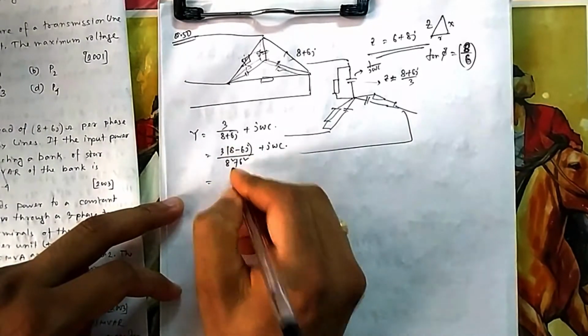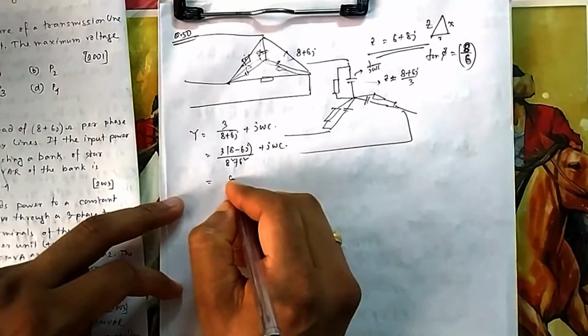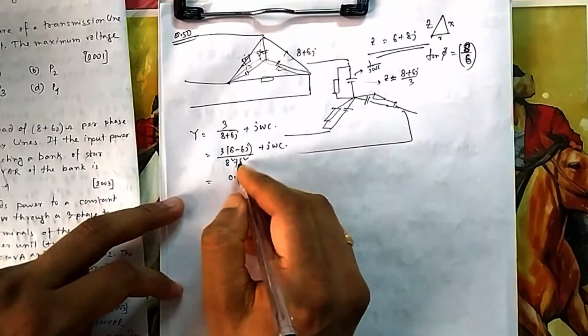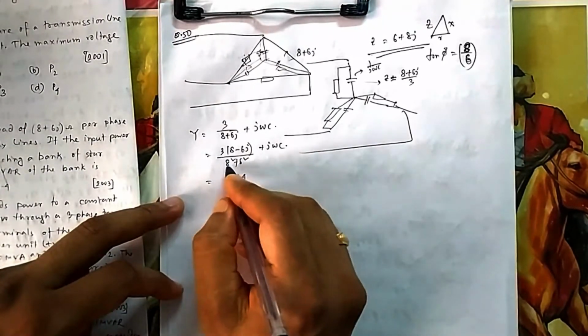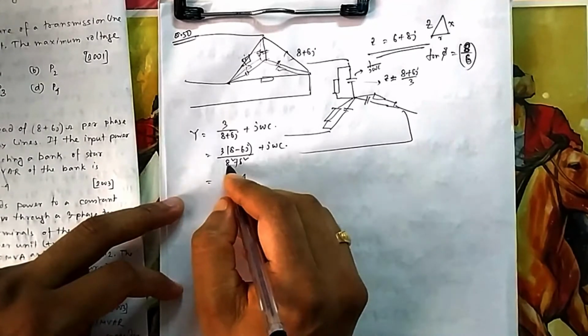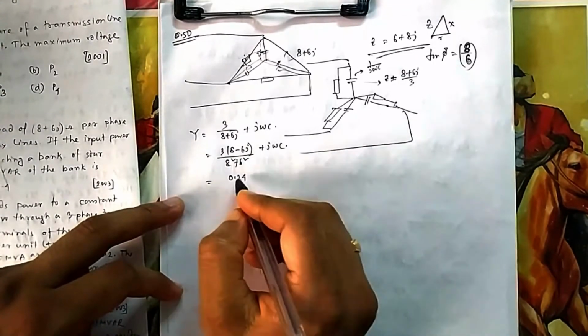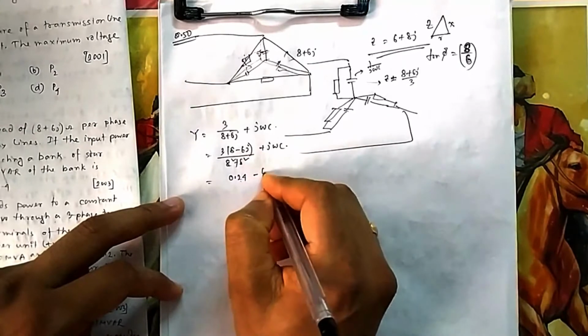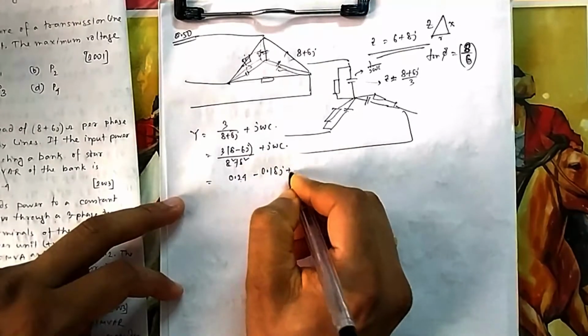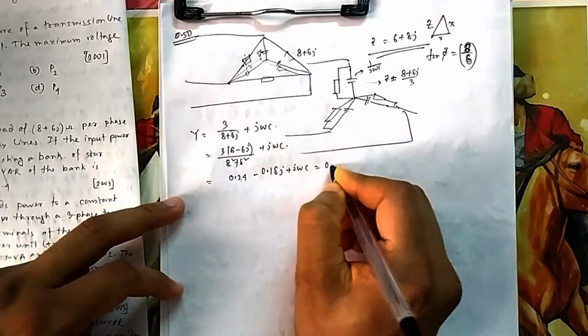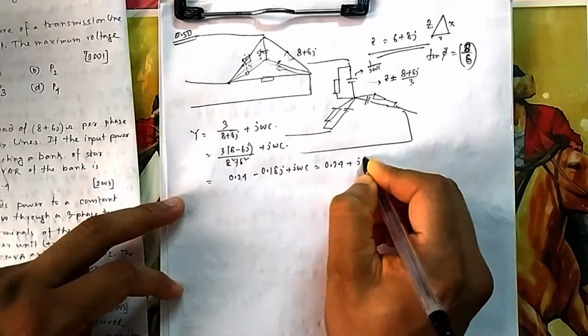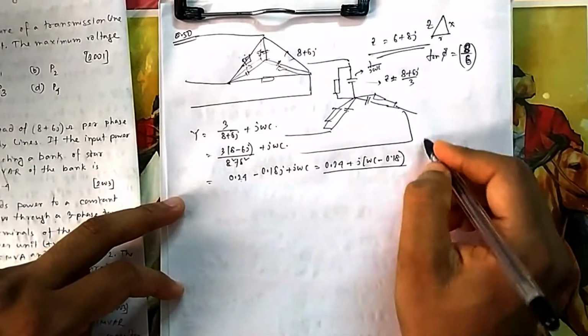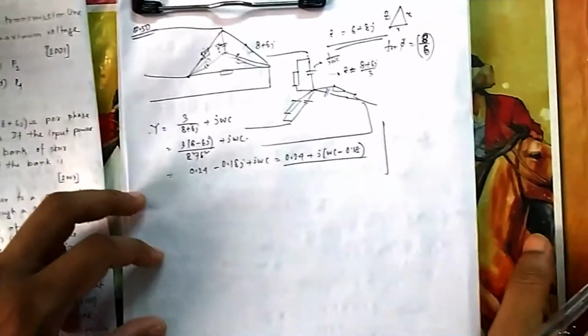A square plus b square, it will be 100. So 8 square plus 6 square will be 100. So if you do it, it will be 0.24 minus 0.18j plus j omega C, which will be equal to 0.24 plus j, if I take common, omega C minus 0.18. Now this one is Y, the new Y.